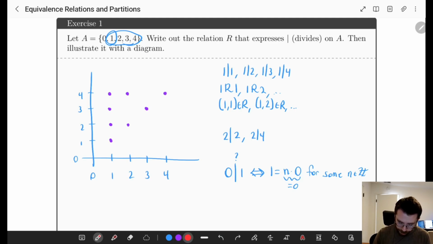The same logic should hold for (0, 2) and (0, 3) and (0, 4). 0 is not going to divide any of those. However, 0 will divide itself.